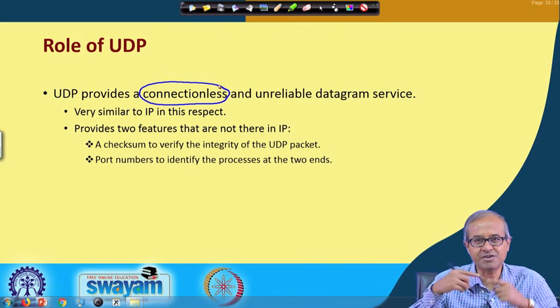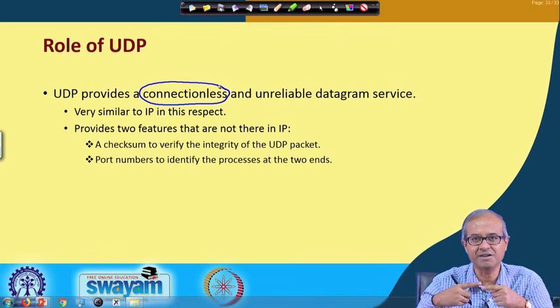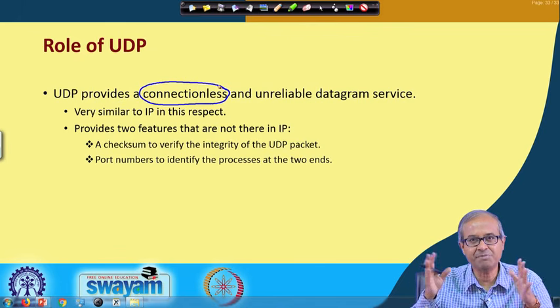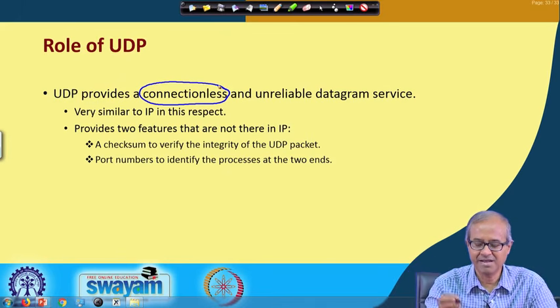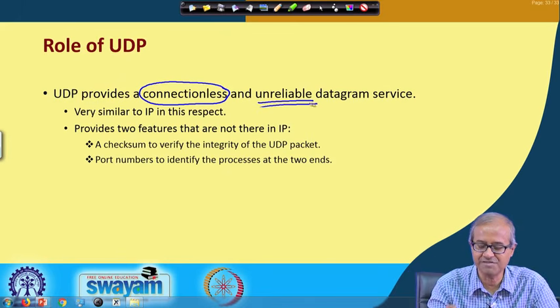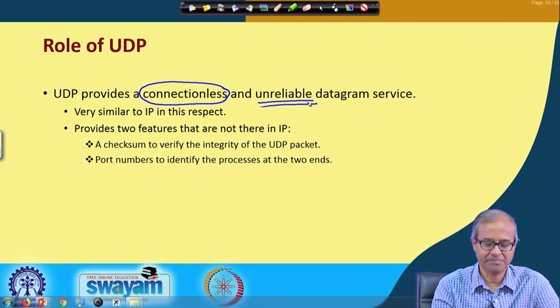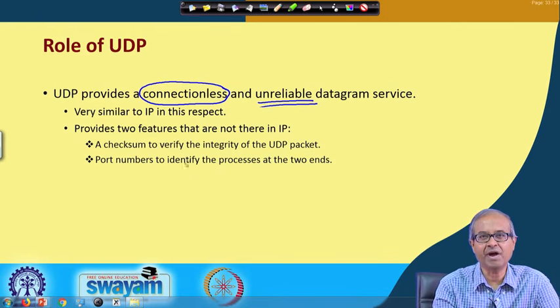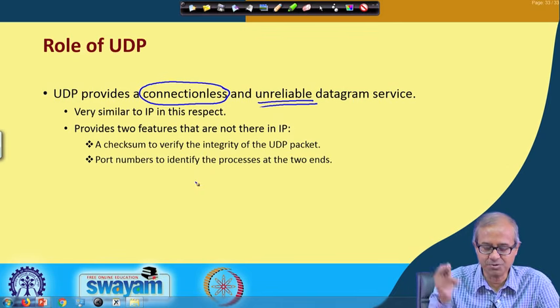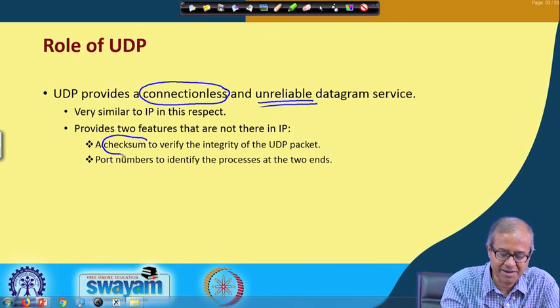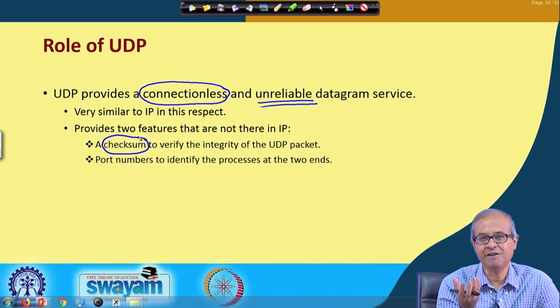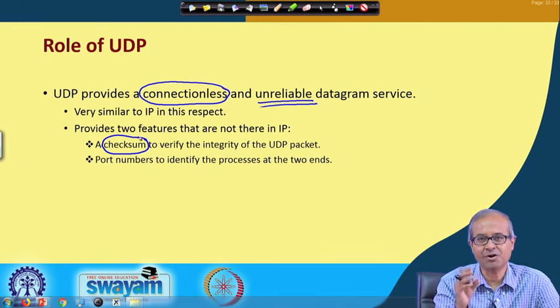TCP is connection oriented, that is why connection establishment and connection termination are required, but UDP does not require any connection establishment. Each packet is sent independently, and because it is like a datagram service, it is also unreliable, just like IP. There are just two additional things in UDP which IP does not have. At the transport layer level, it incorporates a checksum to verify whether the UDP packet is correct or has been corrupted.